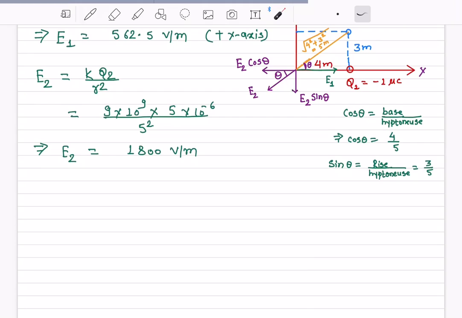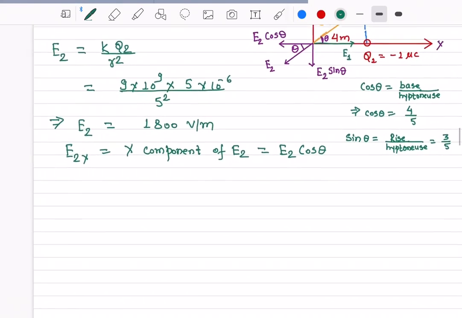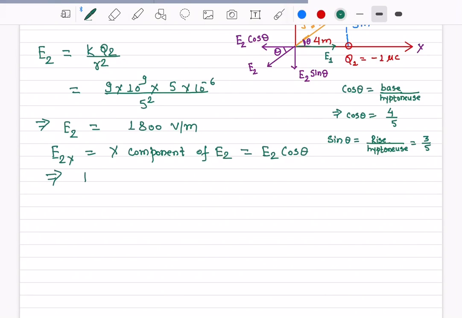Okay, so we now know the E1 and E2, but this E2 is at some other angle. We need to now find out the components. The x component, E2x. E2x is the x component of the electric field E2. Let me write down here: x component of E2, and this is equal to E2 cosine theta.